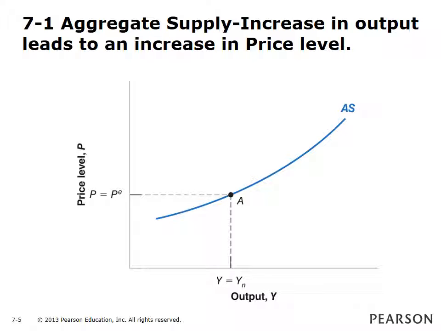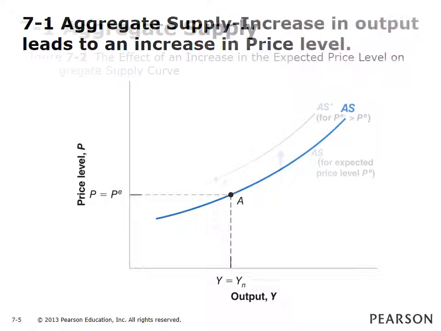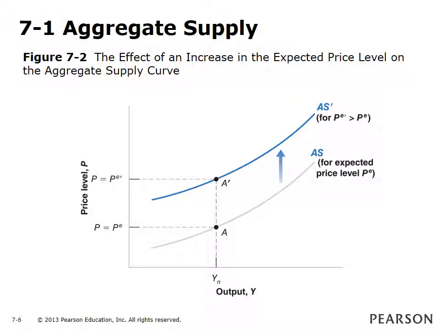Therefore, the expected price level will be adjusted upward. This will cause the AS curve to shift upward. Figure 7-2 shows an increase in the expected price level shifts the aggregate supply curve up.